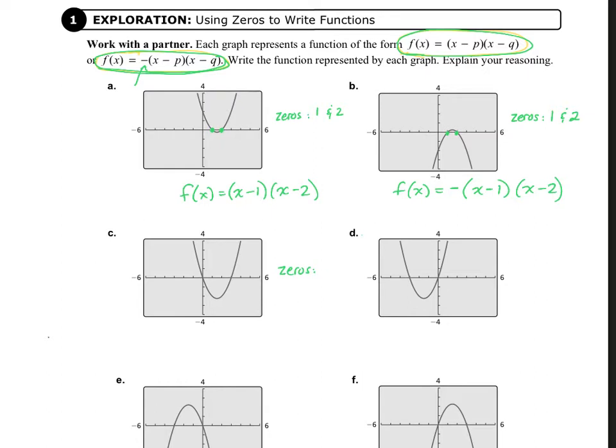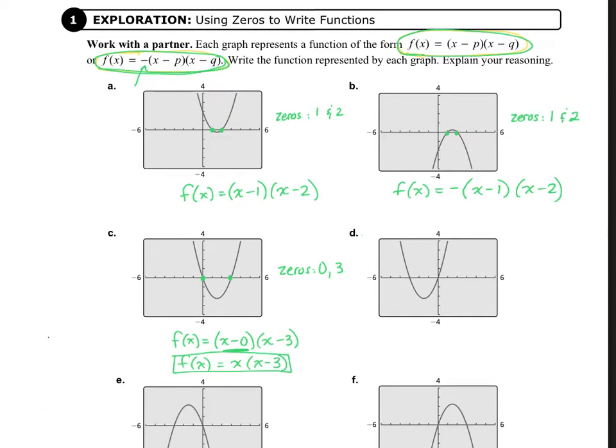For letter C, my zeros are 0 and 3. So my answer is f of x equals (x minus 0)(x minus 3). Now this one we don't need the 0 here, so I'm going to simplify it to say f of x equals x(x minus 3). That's a better way to write that one.